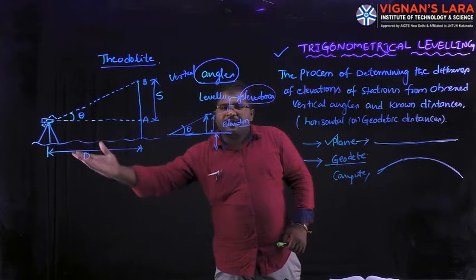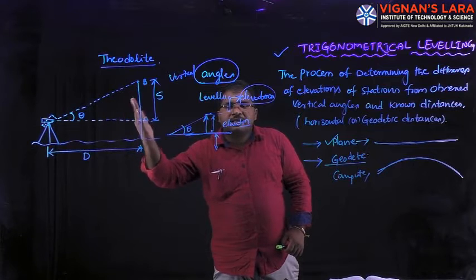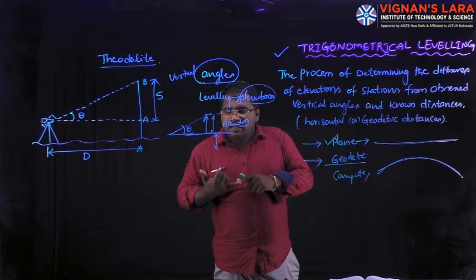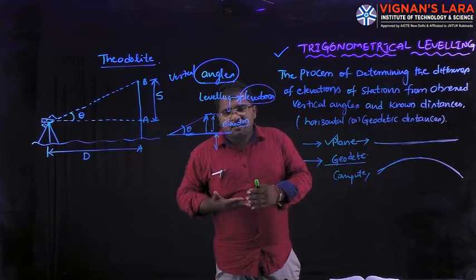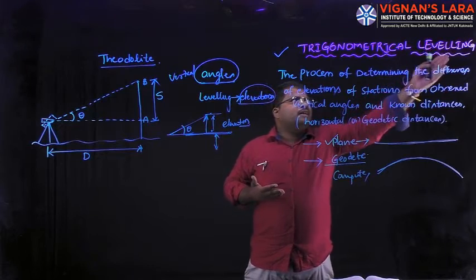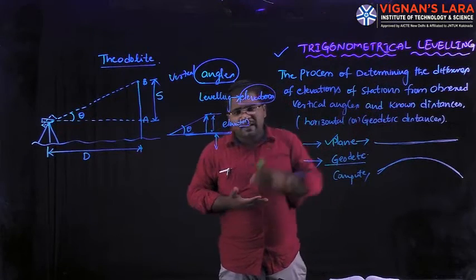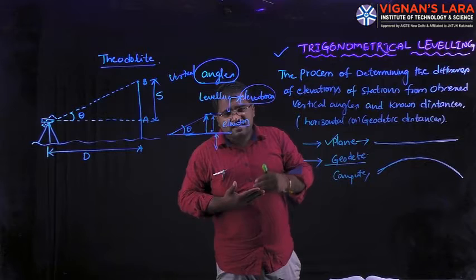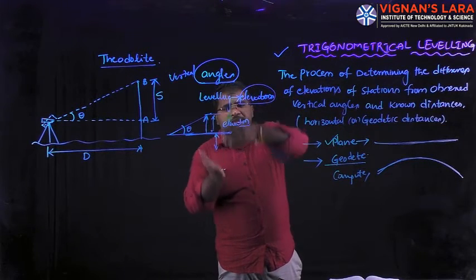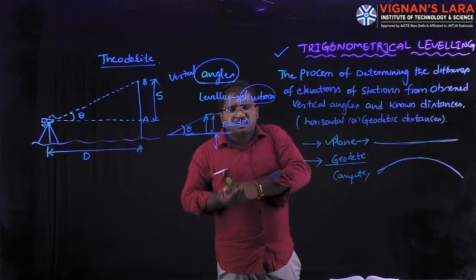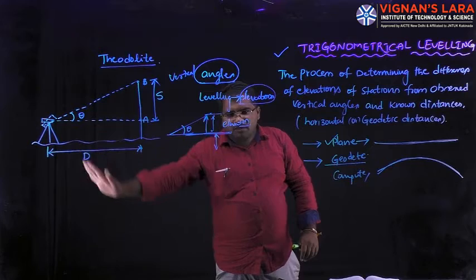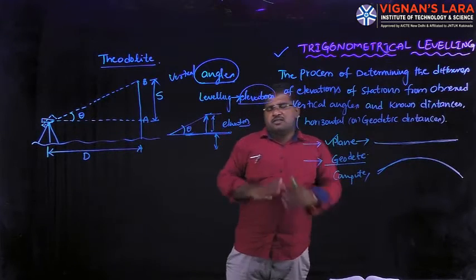This type of leveling is called trigonometric leveling. Why is it called trigonometric leveling? Trigonometry refers to the angles, but this trigonometrical thing we are applying for the determination of levels, that is called elevations. Okay, so the elevation, normally we said, is in the vertical plane, right? So that's why the angles whatever we are going to take are the vertical angles. So the definition goes like that.